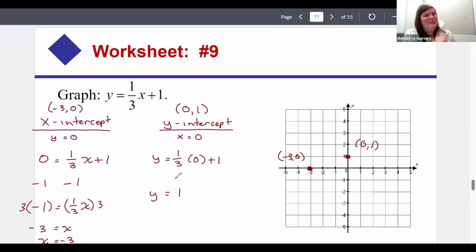Like I said, we probably didn't need to go through that extra work, because we already know that if I'm in the y equals mx plus b form, this is my b here. That is my y-intercept.